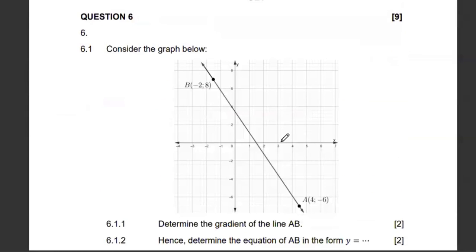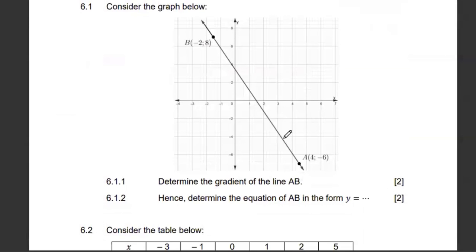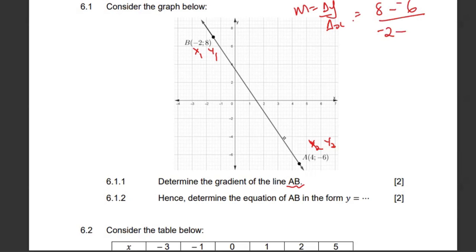Okay, consider the graph below. They want us to get the gradient of the line AB. So we know that the gradient is given by the change in y over the change in x. So if I call this x1, y1, this will be x2, y2. Let's substitute. I'll say 8 minus -6 over -2 minus 4.